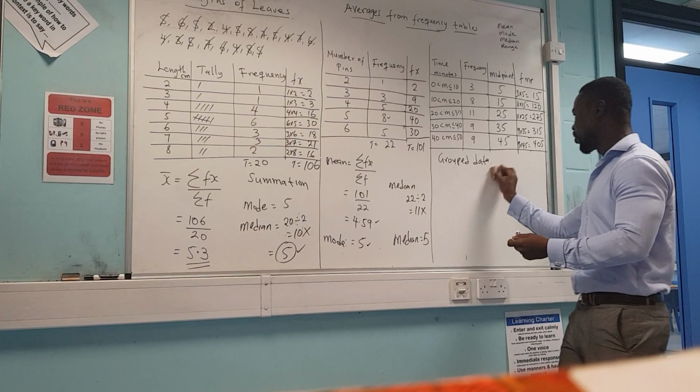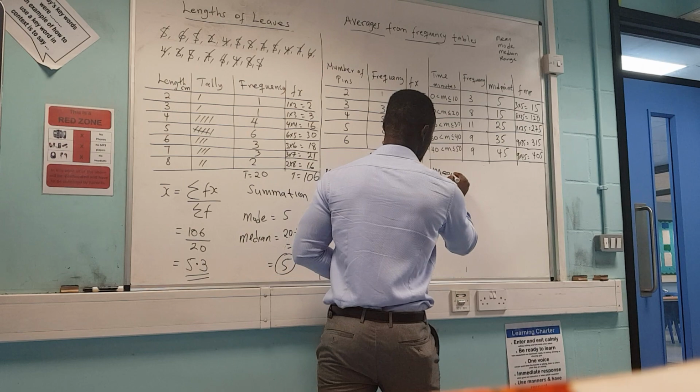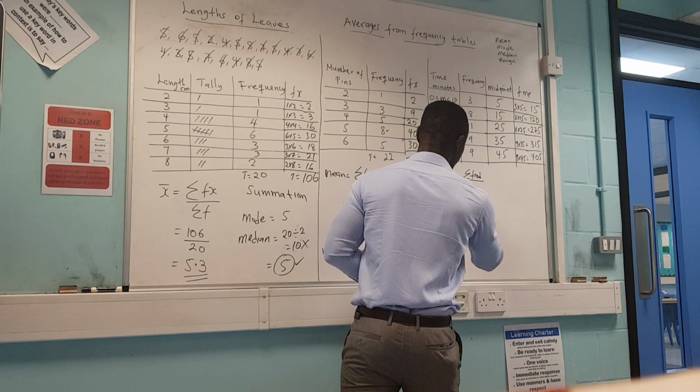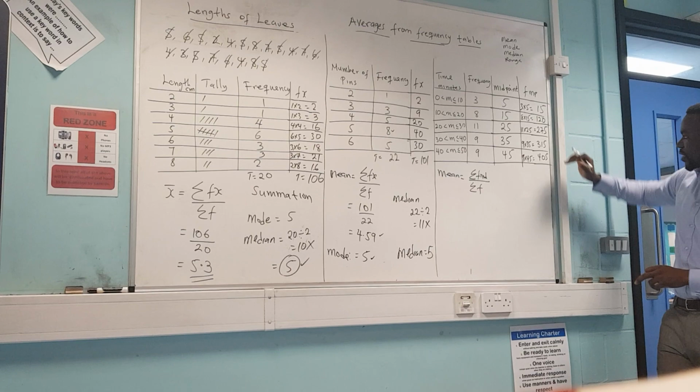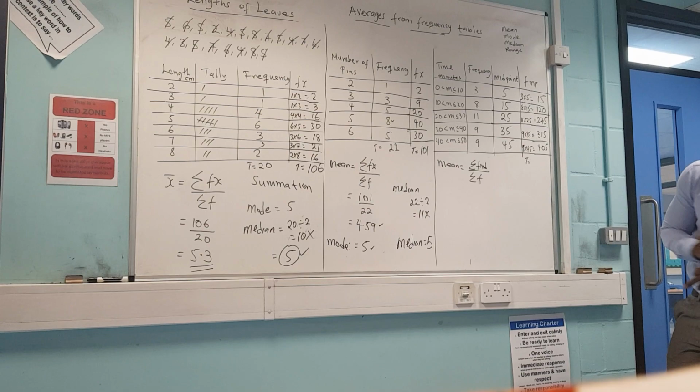Our mean is going to be the same formula. So mean equals summation FMD over summation F. So can we add these numbers together here? 15 plus 120 plus 275 plus 315 plus 405. What does the total give you? So we have 1130.